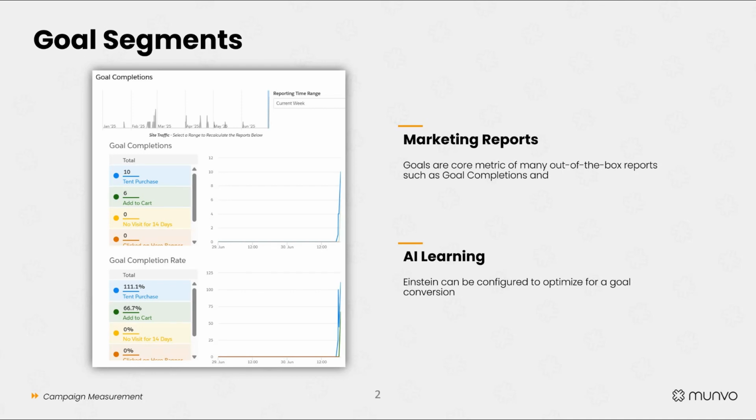The other side of this KPI is utilizing these goal segments for AI learning. These are going to be the metrics that you want to optimize your campaigns for. Einstein out of the box can be configured to optimize for things such as clicks or conversions. But as a marketer, we often want to provide a different metric or a different KPI that we want to optimize for, and we'd accomplish that through this goal segment. And without further ado, let's jump into the tool to show you how to set these up for yourself.